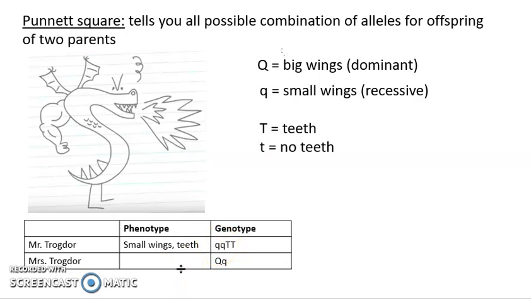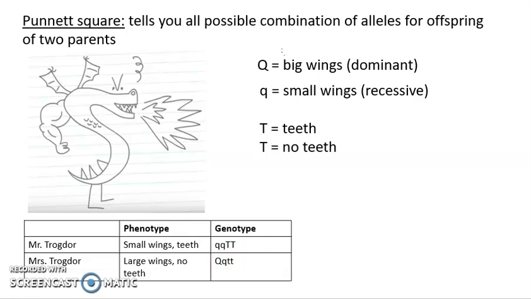Right, so now Mrs. Trogdor, let's talk about her. She has the dominant phenotype for wings because she has a dominant allele, which is a big Q. She's going to have the recessive phenotype for teeth because she has the recessive genotype, 2 little t's. So in the end, she's going to have large wings and no teeth.